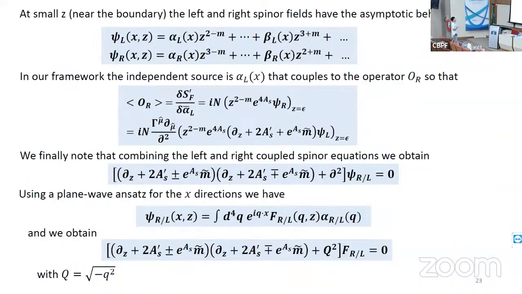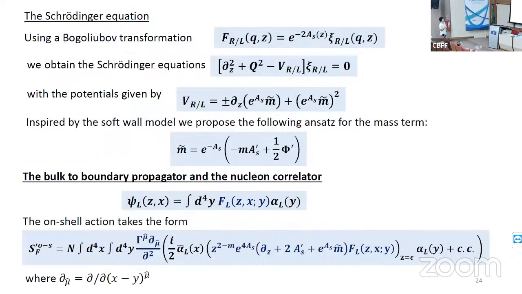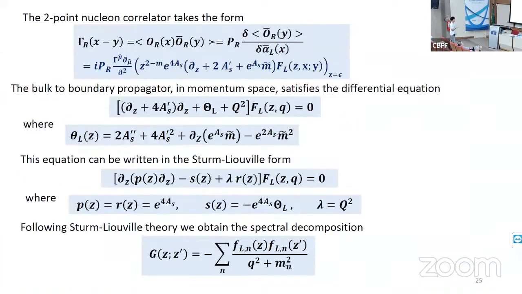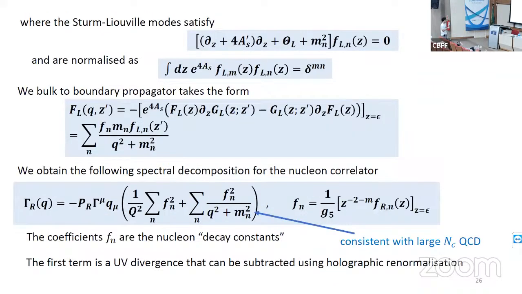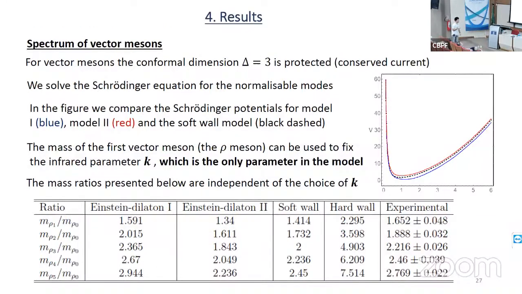Okay. So let me just skip this part. Just let me tell you that you can play the same game and end up with a spectral decomposition for the nucleon correlator. I just mentioned this was our proposal for the running mass. So this is the spectral decomposition that we find for the nucleon correlator. And then let me just show you quickly the numerical results.